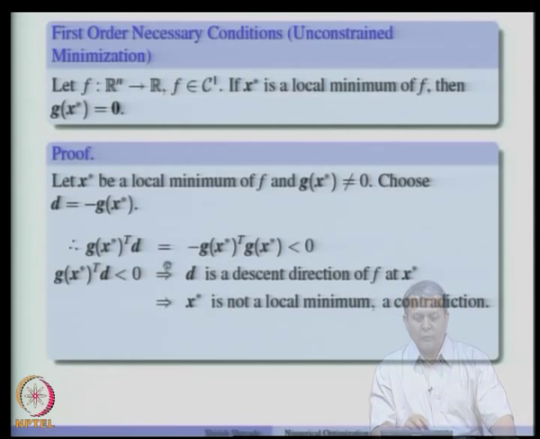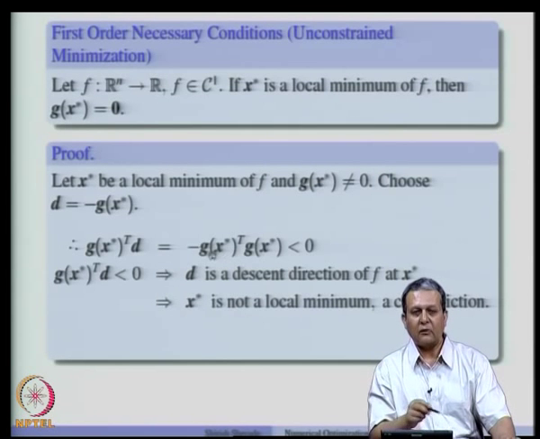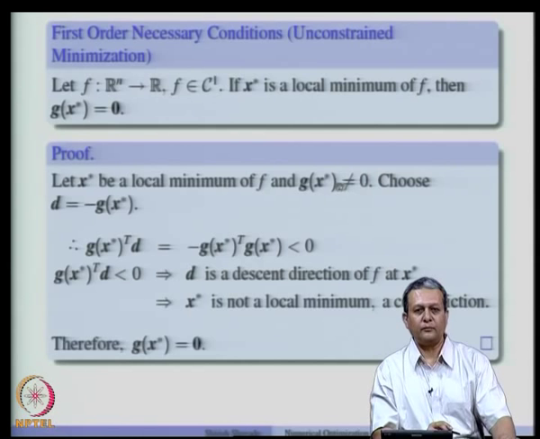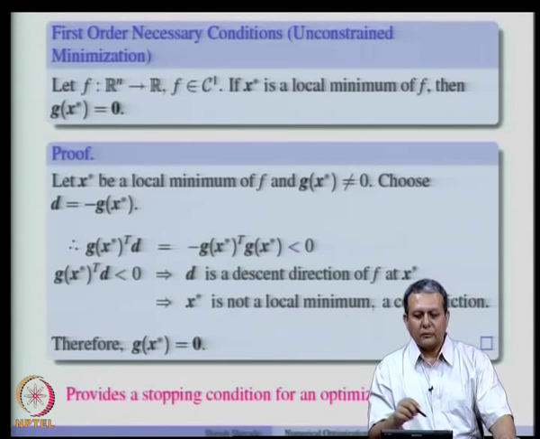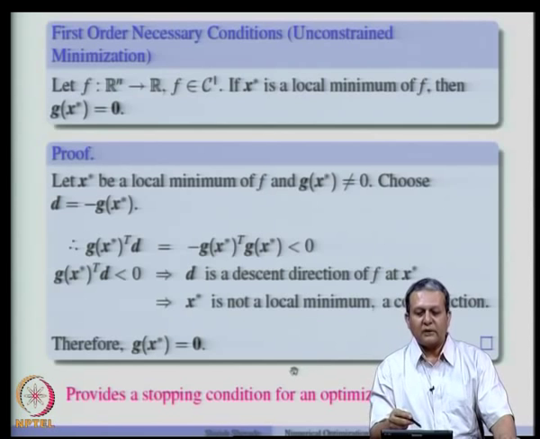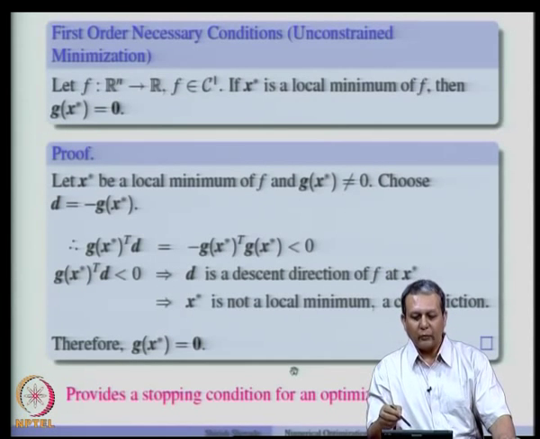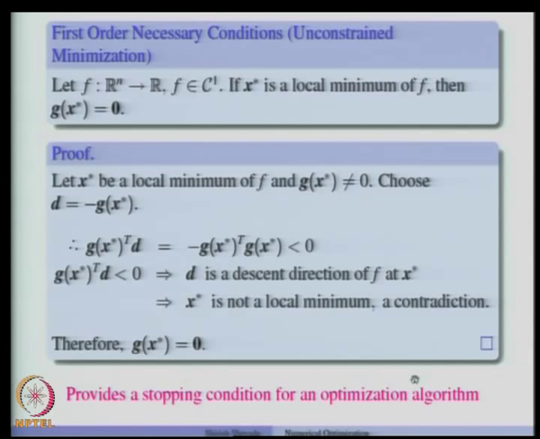So, we are able to find a direction d such that g transpose d is less than 0, which means that d is a descent direction, which means that x star is not a local minimum, and that has resulted in a contradiction. So, our assumption that x star is a local minimum of f and g of x star not equal to 0 is not correct. So, if x star is a local minimum of f, g of x star has to be 0. One good thing about this first order necessary condition is that it provides a stopping condition for an optimization algorithm. We will see more about this sometime later.